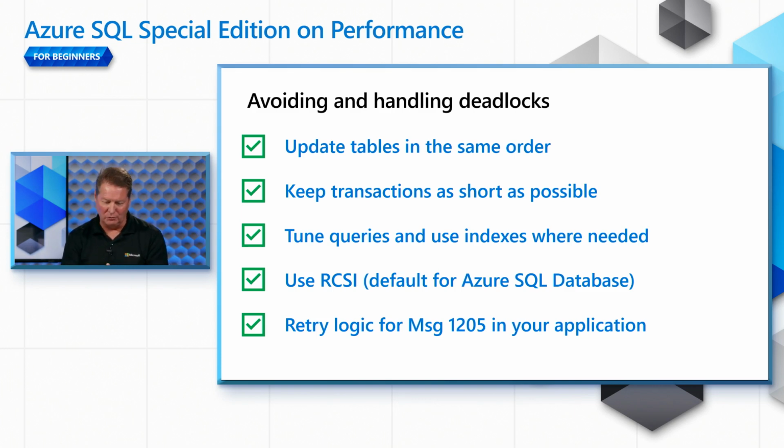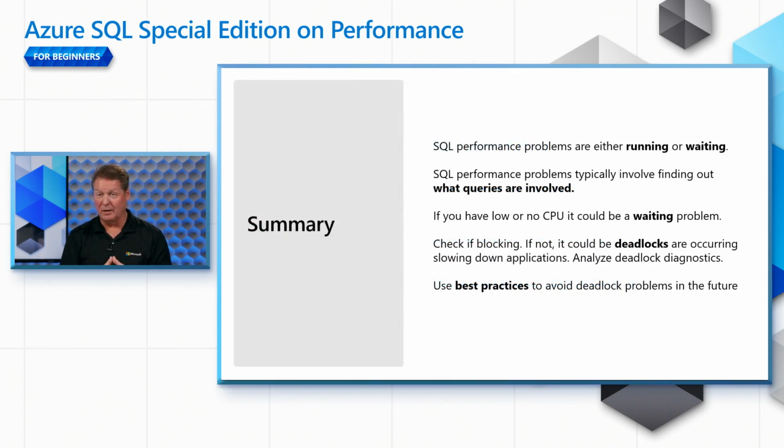So in summary, we looked at a running or waiting problem. In this particular case, it was a waiting problem because of low or no CPU. We didn't have persistent blocking here, so we came up with a theory that a deadlock could be occurring often in our application. So we looked at deadlock diagnostics to prove that was the case. We took a deadlock XML file and visually saw our deadlock in Management Studio to determine it was updating tables in the wrong order that led to this problem. And we talked about what best practices you can use to avoid deadlock problems in the future.